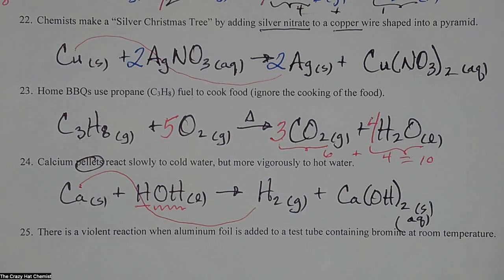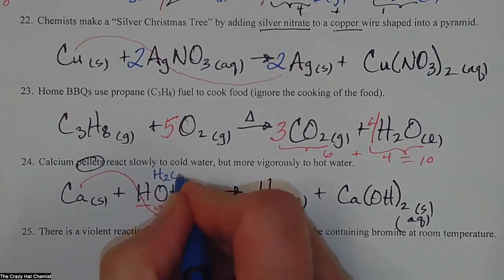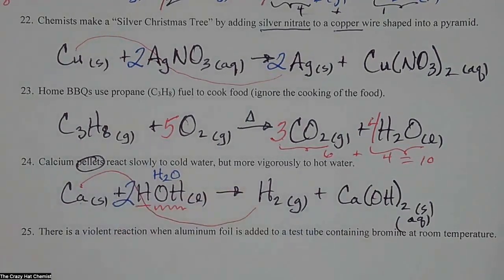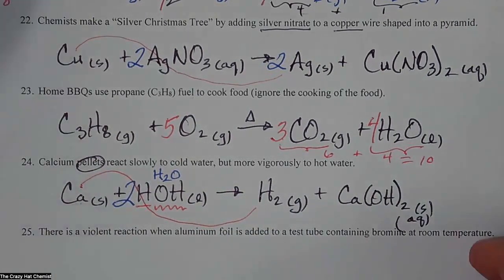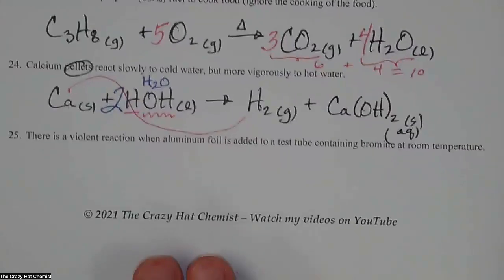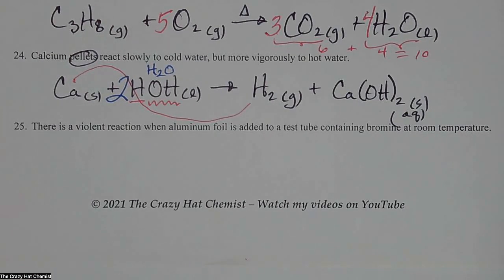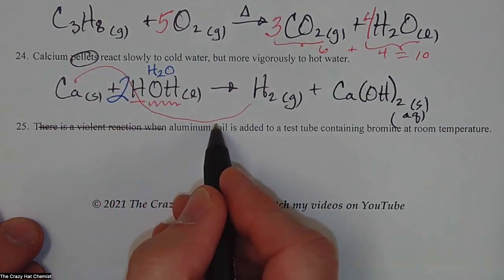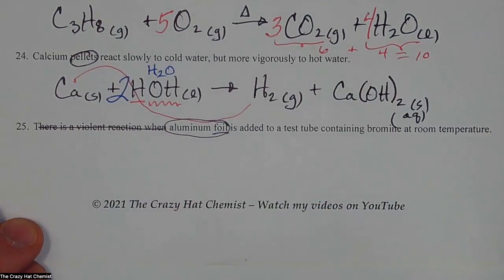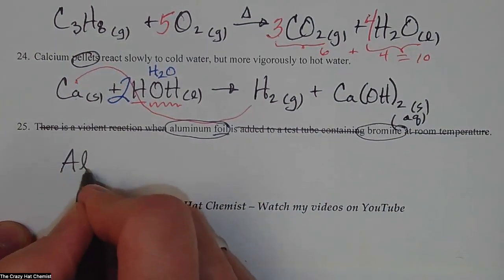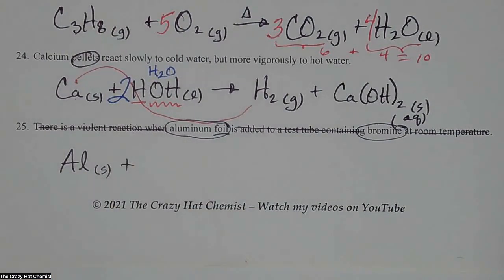We do need to balance this, or we always think we need to balance these things. And so what you can do to help you balance it, we're going to write water as H2O. Okay. And so one calcium, two oxygens, one oxygen. So therefore, I'm going to place two right there. And then boom, it's done. It's balanced. And then we are going to go on to the next problem, which is number 25. Perfect. All right, number 25, there is a violent reaction when aluminum foil, that means if the foil, that's a solid, is added to a test tube containing bromine at room temperature. So aluminum, that's a solid, plus bromine.